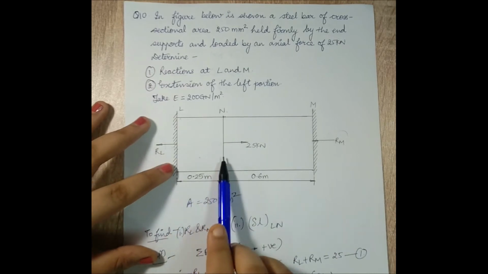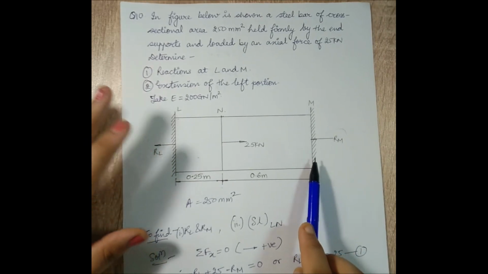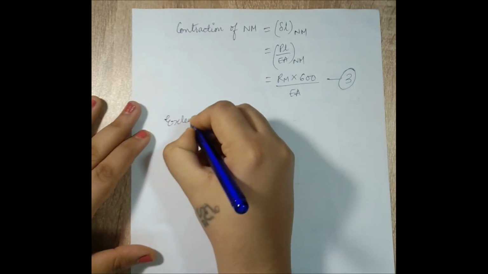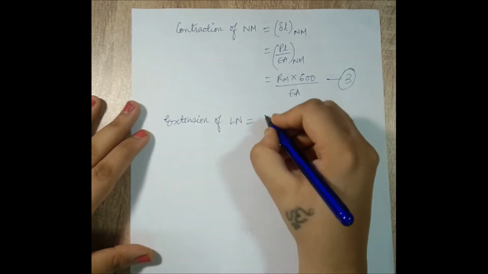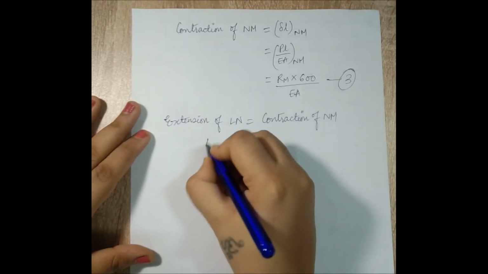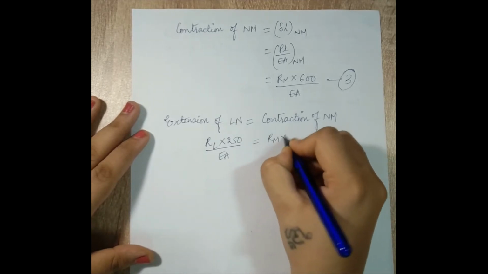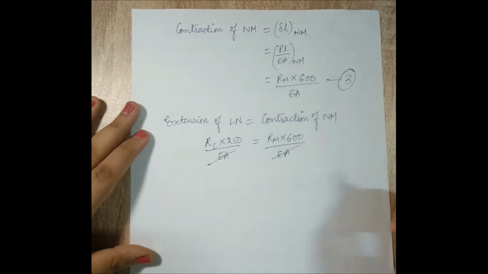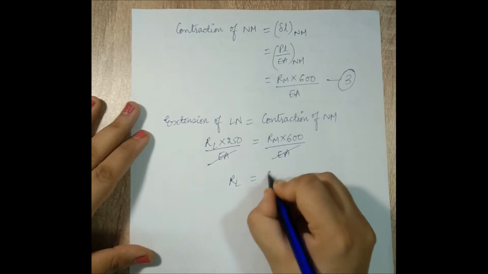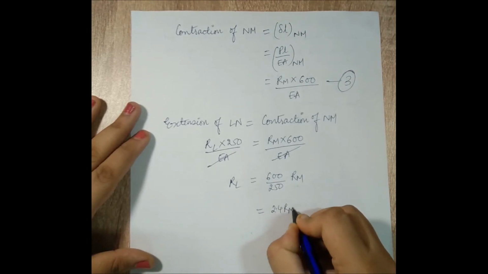As of now, next we will observe something. These two ends are fixed, which means whatever extension happens in LN will be equal to the contraction in NM, because there is no sign of yielding of the supports and it is clearly written that these two are fixed ends. So I can assume that extension of LN will be equal to contraction of NM. So let's write down the equation. I have RL into 250 divided by EA is equal to RM into 600 upon EA. You can observe E and A get cancelled on both the sides. So I can write down RL is equal to 600 upon 250 RM. If you solve this, you will get RL is equal to 2.4 RM.